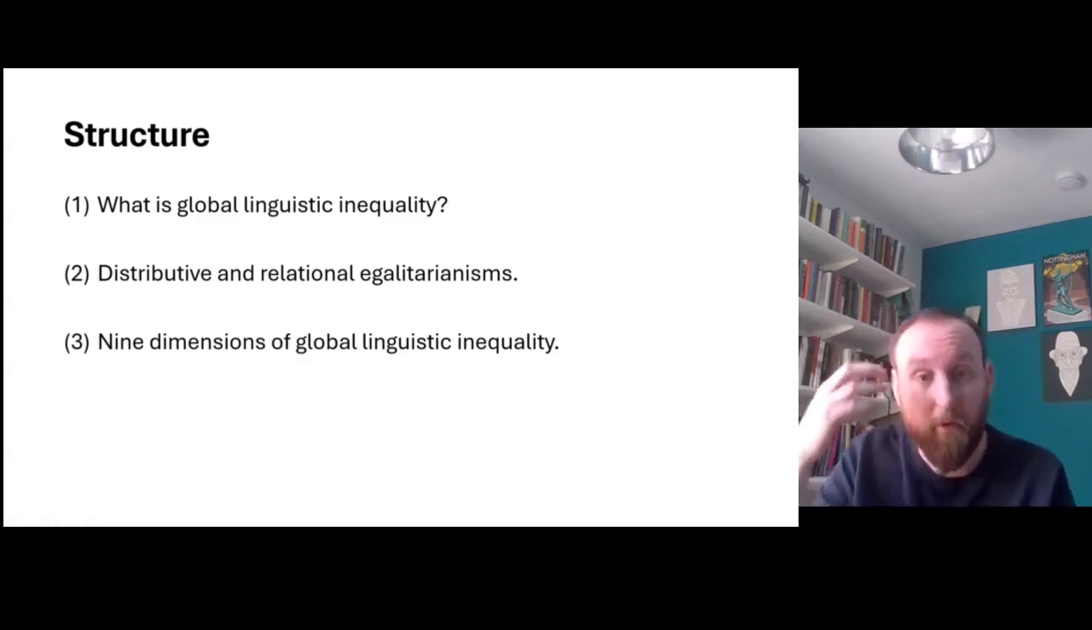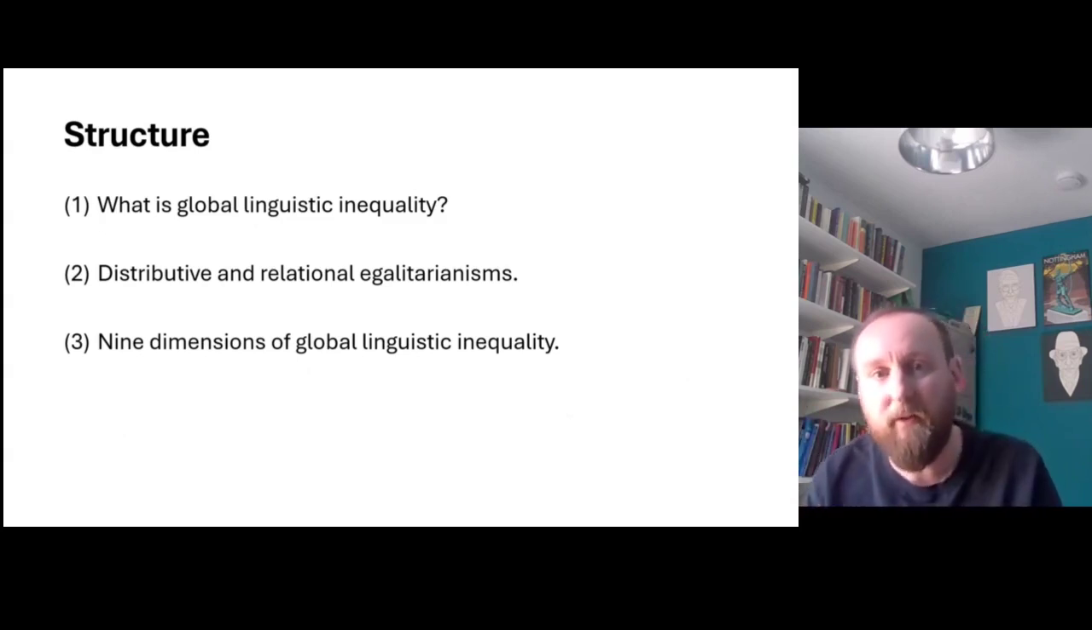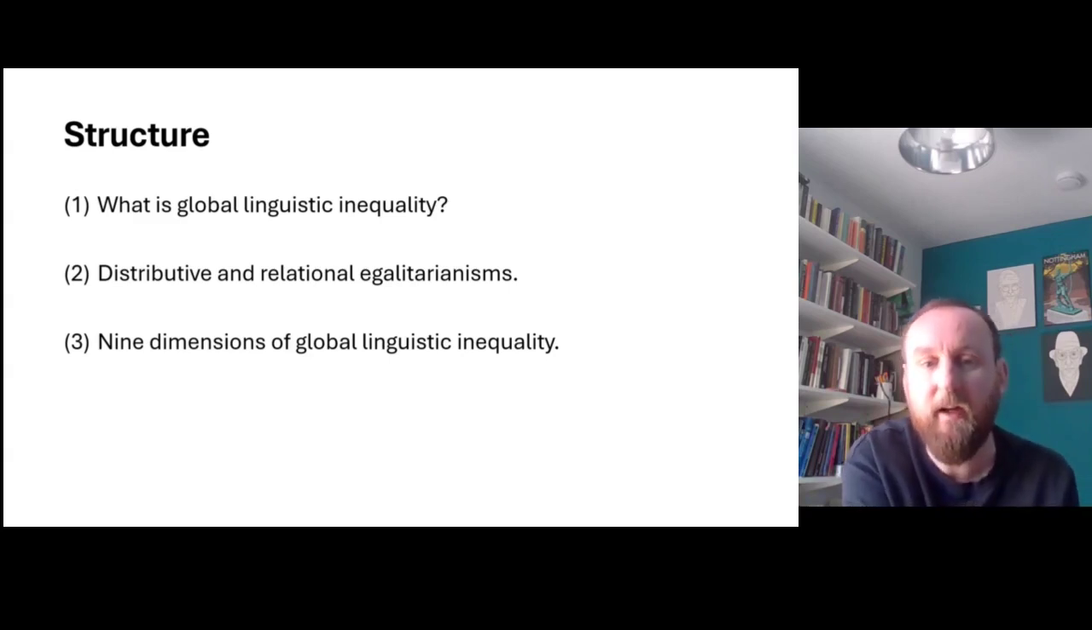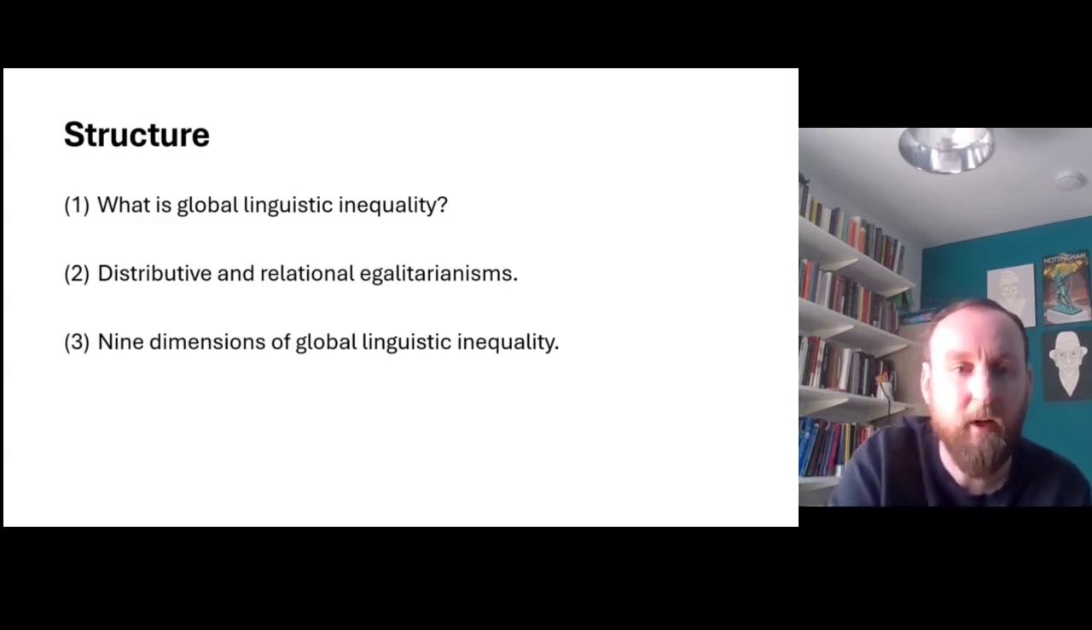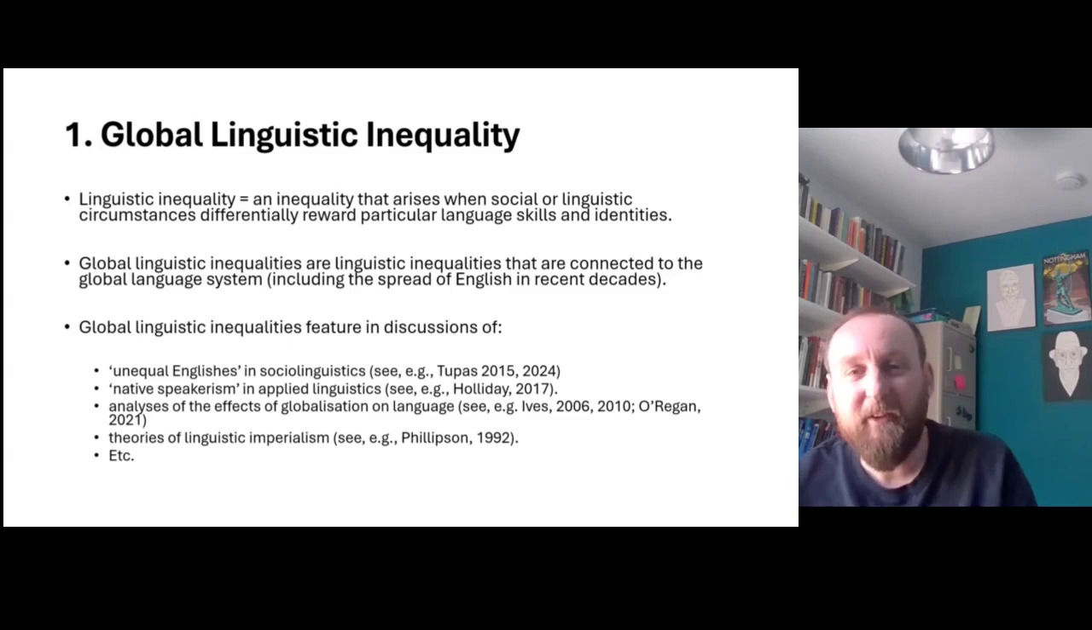So the structure of the talk is in three parts. I'll start by talking about global linguistic inequality and try and define it. Then I'll say a few things about distributive and relational egalitarianisms, and then Sergi will take over and he will talk about 9 dimensions of global linguistic inequality. Could you put us on to the next slide?